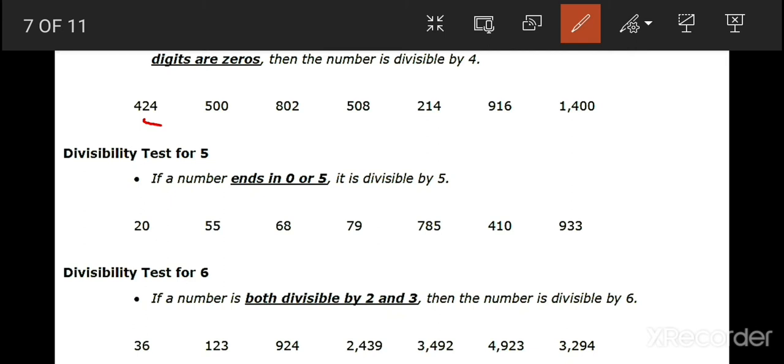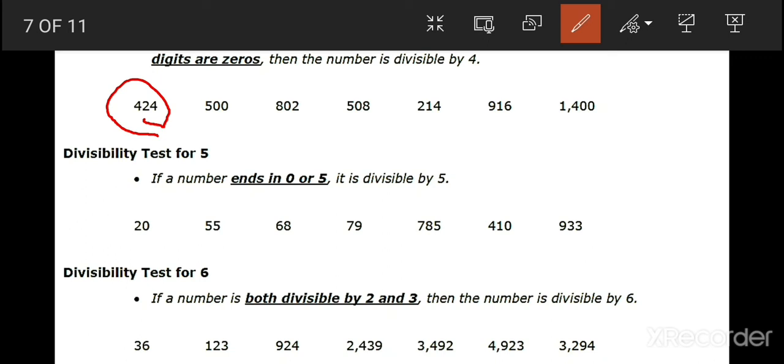To make your life easier, let's just do skip counting because that is easier. If you are able to say 24 in the skip counting, then it is divisible by 4. But if you are not able to say 24 in the skip counting, then it is not divisible by 4. Let's do it using your fingers. 4, 8, 12, 16, 20, 24. I was able to say 24. Therefore, it is divisible by 4. So I have to encircle it.